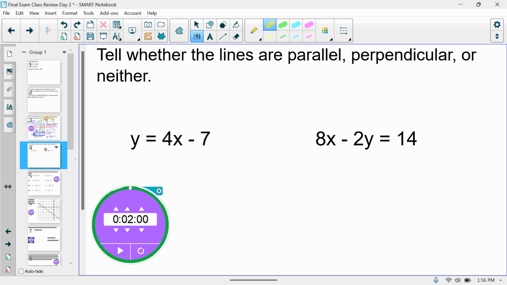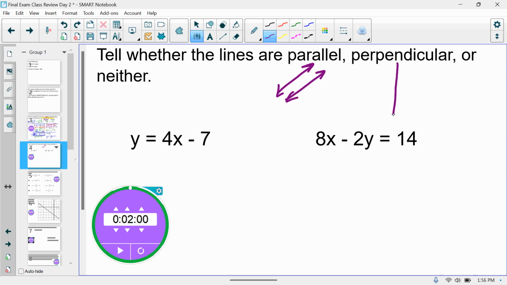Tell whether the lines are parallel, perpendicular, or neither. I'm going to give you, again, a minute to think about this, but you're going to have to be thinking, what makes lines parallel to each other in the coordinate plane? Like, we know parallel means that they never intersect each other, okay? But what makes that happen in the coordinate plane?